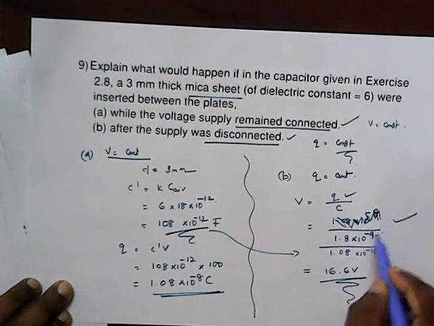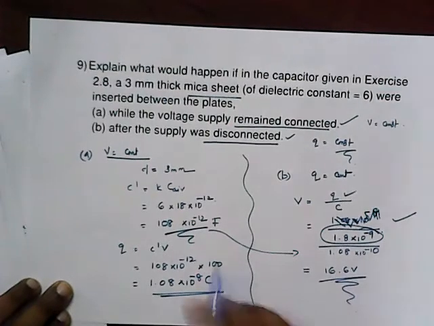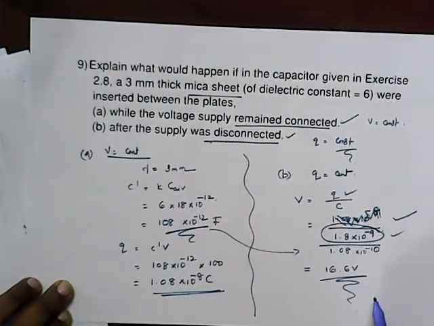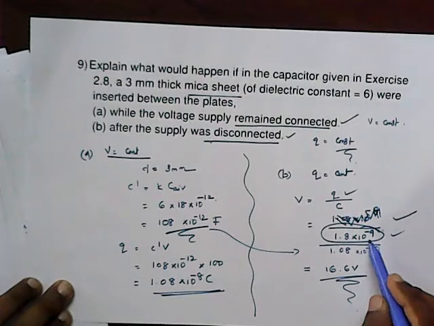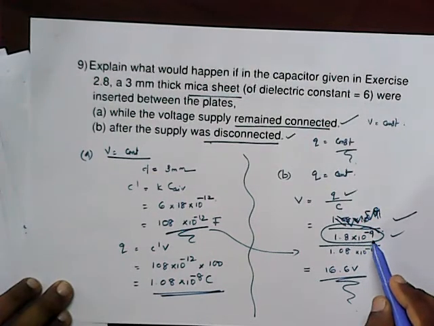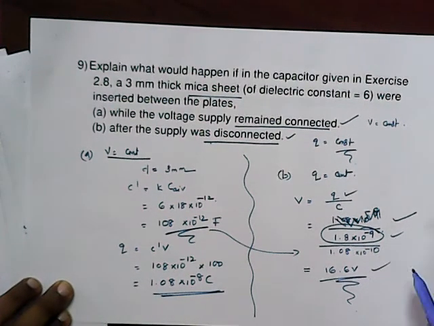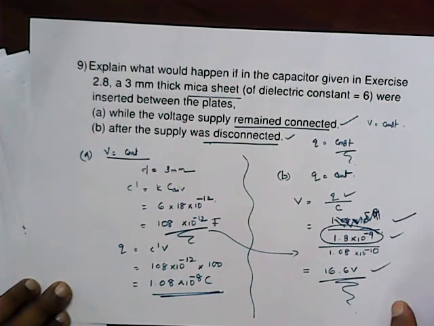Keep in mind, here the charge you gained in the previous question is constant because the supply was disconnected. So you get the value in the previous question as 1.8 × 10^-9, divided by the capacitance here. So you get the answer as 16.6 volt.